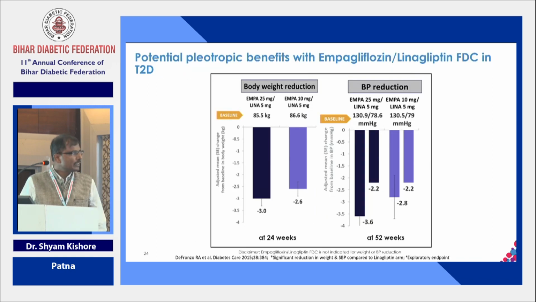So what other benefits can be provided to our patients? The potential pleiotropic benefit is weight reduction of about 3 kg with empagliflozin 25 and linagliptin 5, and about 2.6 kg with the 10 and 5 combination. Simultaneously, blood pressure reduction could also be seen in both the empagliflozin 10 and empagliflozin 25 plus linagliptin patients.